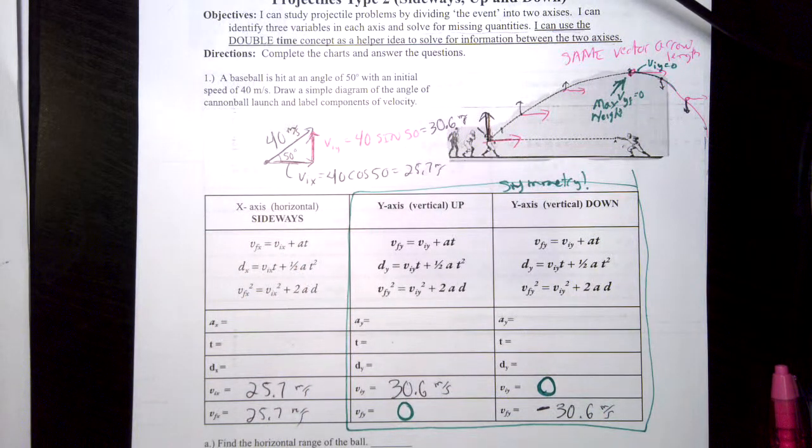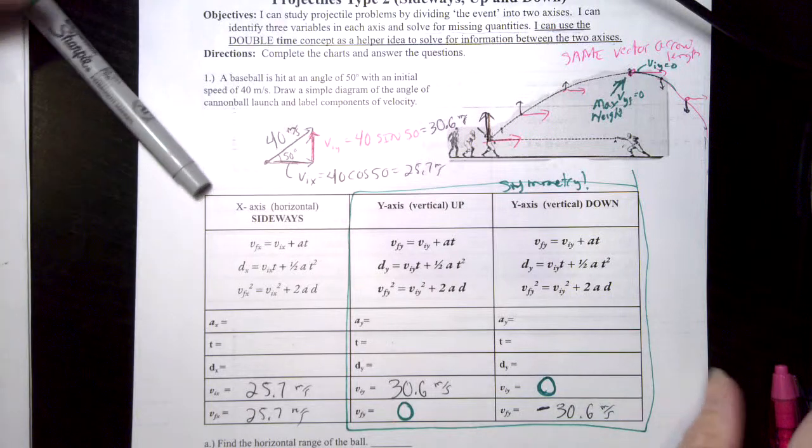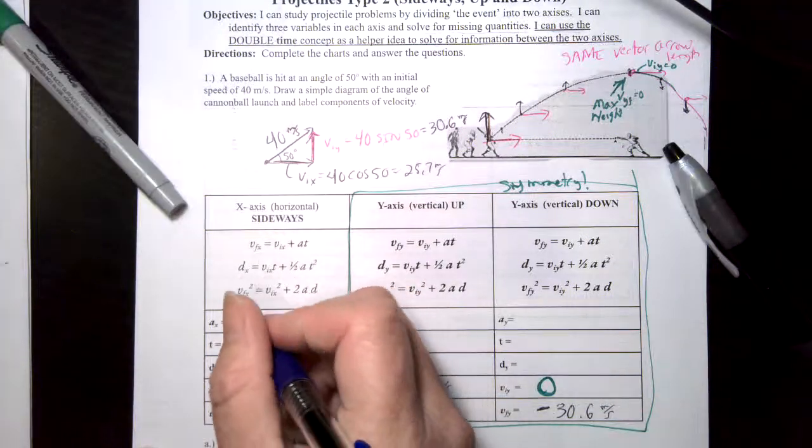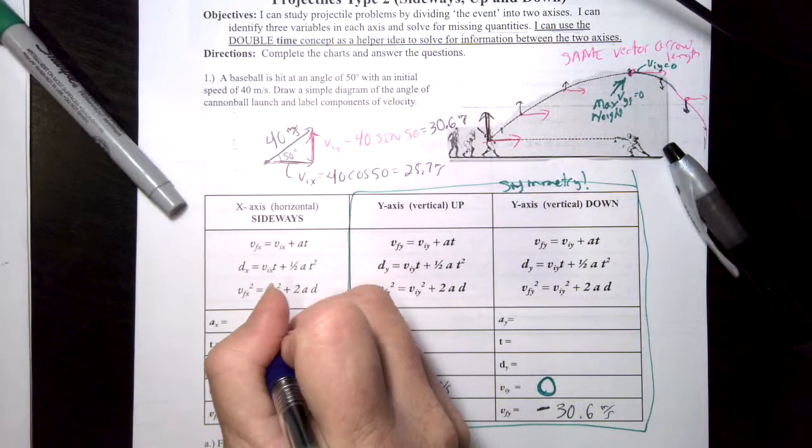We're almost rocking and rolling. We're always looking for three things. Let's fill in our chart. There's no acceleration horizontally. That's standard.